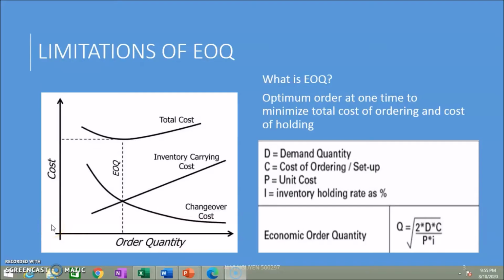So first, let's look at the limitations of EOQ. What is EOQ? EOQ is the optimum order quantity or optimum amount of goods to be ordered at one time, which can minimize the total cost of ordering and cost of holding. As we can see here, at this point, EOQ, the total cost is minimized. Total cost of inventory, carried cost, or holding cost, and changeover cost or ordering cost.